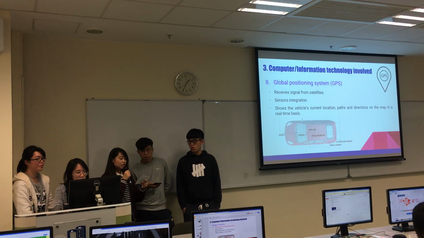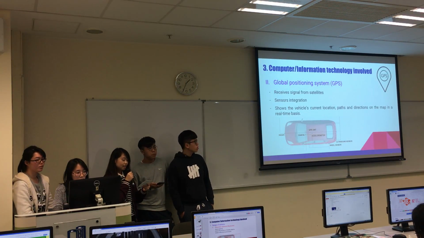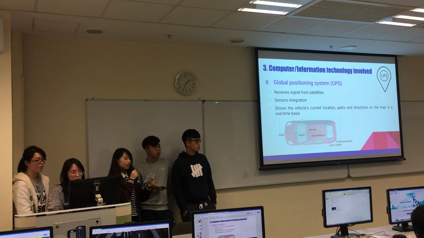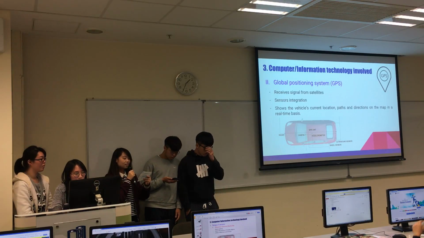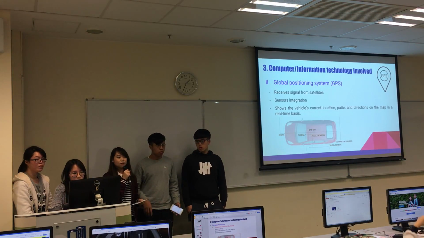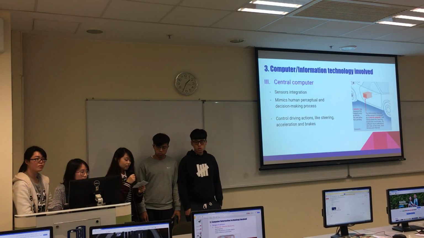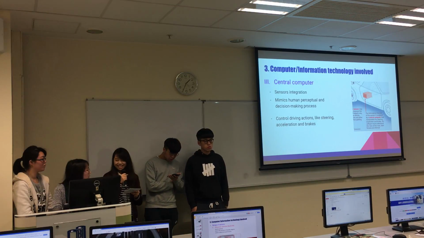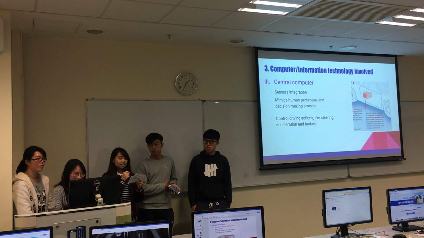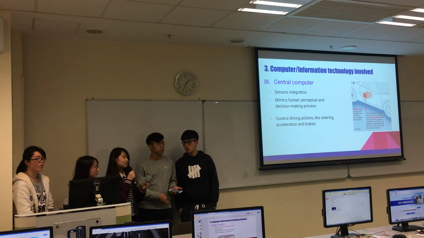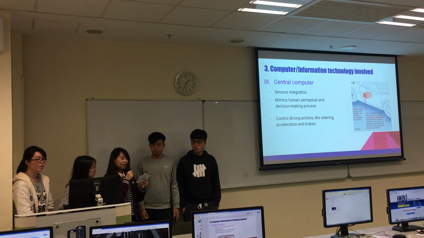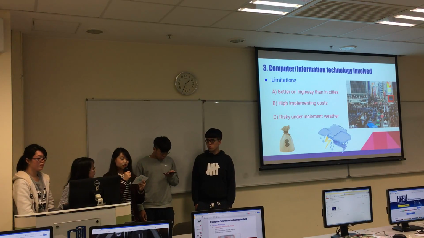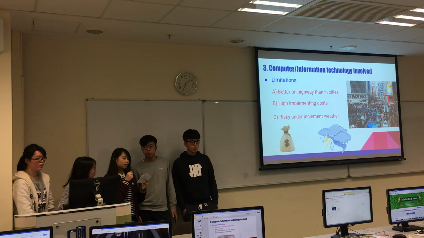Next, the global positioning system, which is also known as the GPS. It receives signals from satellites and integrates information from various sensors, thereby revealing the vehicle's current location, including the path and directions on the map in real time. Last but not least, there is the central computer. It integrates all the data detected by the sensors and simulates the perceptual and decision-making process in humans, and manipulates driving actions like steering, acceleration, and brakes. It is better to note that an override function would enable the driver to take control of the self-driving car.